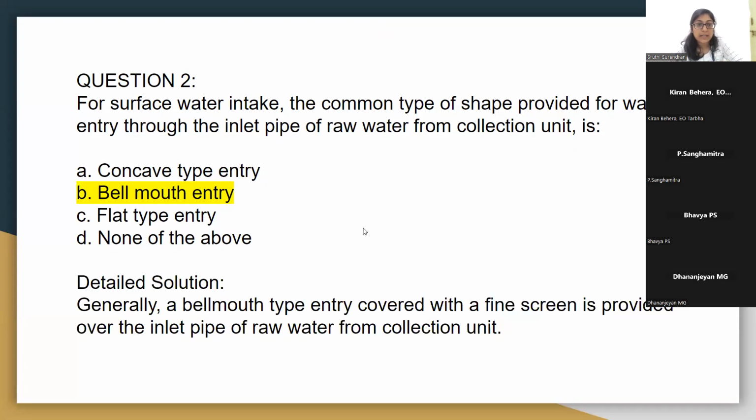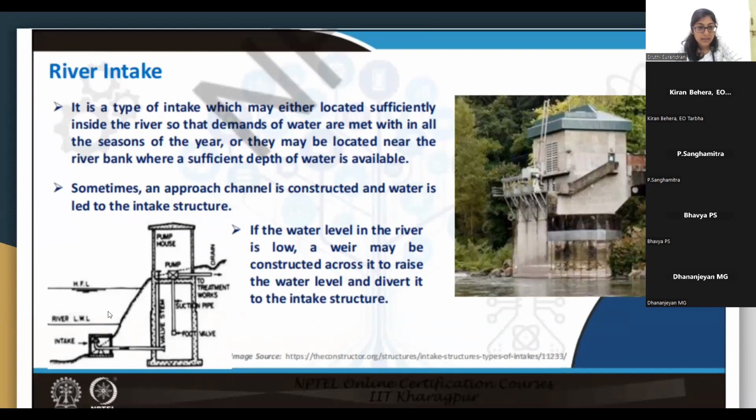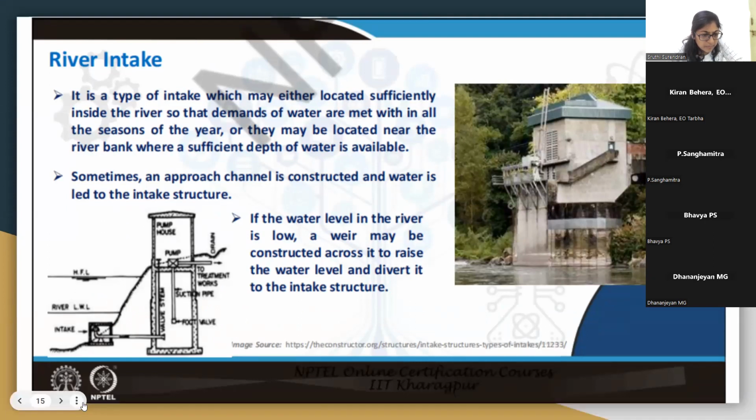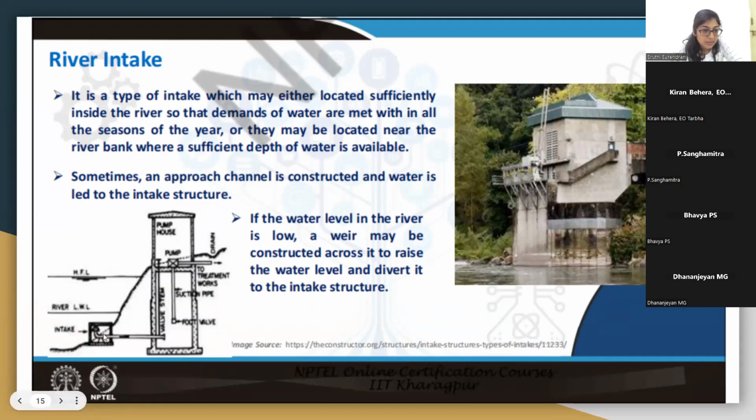So bell mouth entry is the most common type of entry that is provided for an intake structure. If you see here, this is a river intake. My laser pointer is not working, so I'll switch it off. This over here near the intake structure is what you see, a mushroom-shaped thing. That is the bell mouth entry.